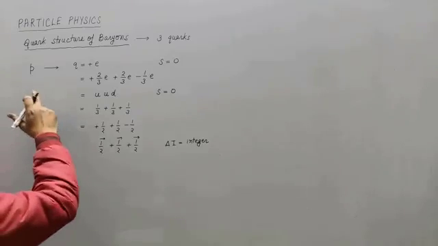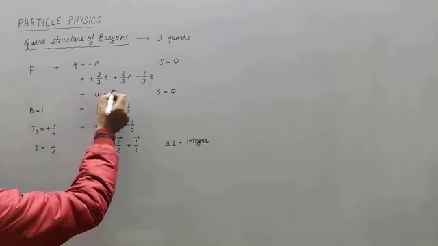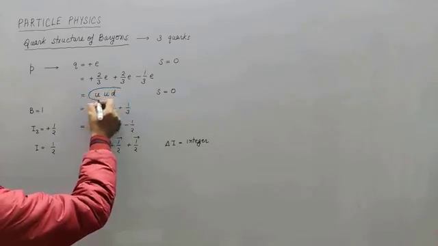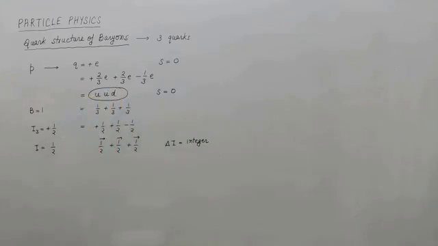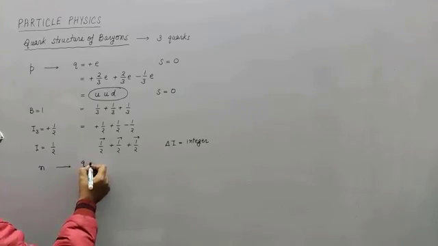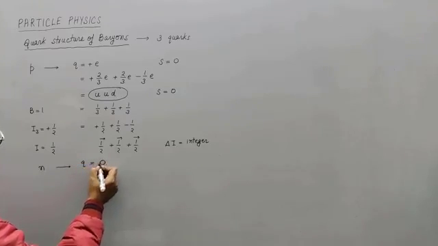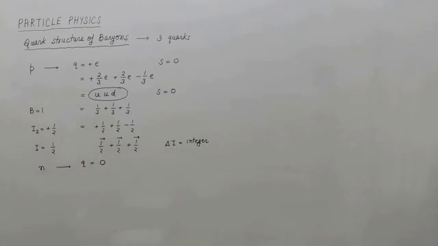So the structure of this proton will be UUD. This will be the quark structure of this proton. Similarly, you can find out the quark structure of the neutron. Come to the neutron. Total charge Q is equal to 0. Total charge on the neutron is 0.